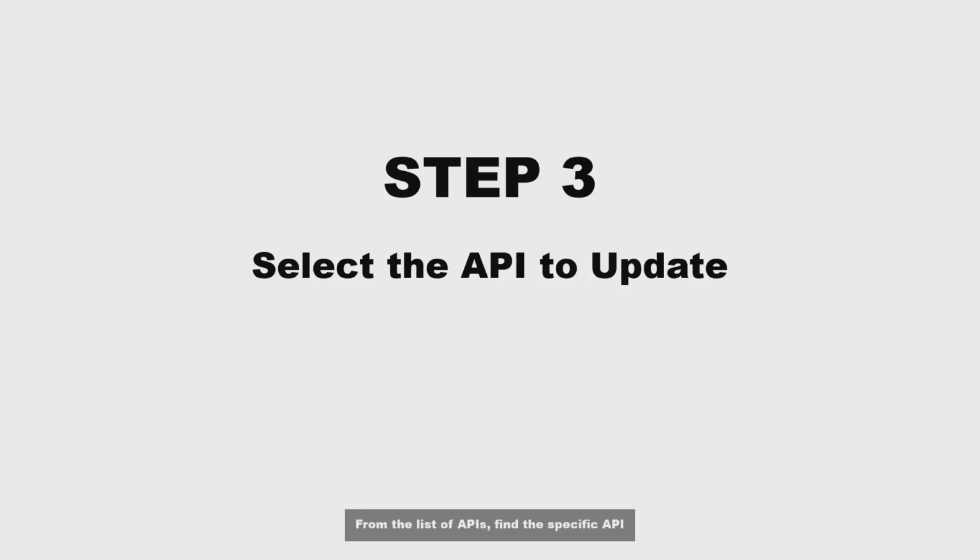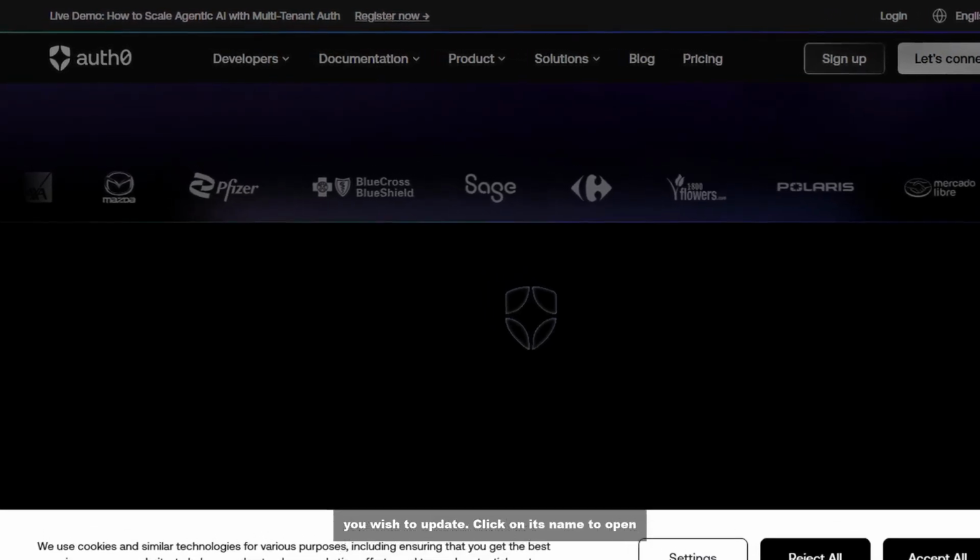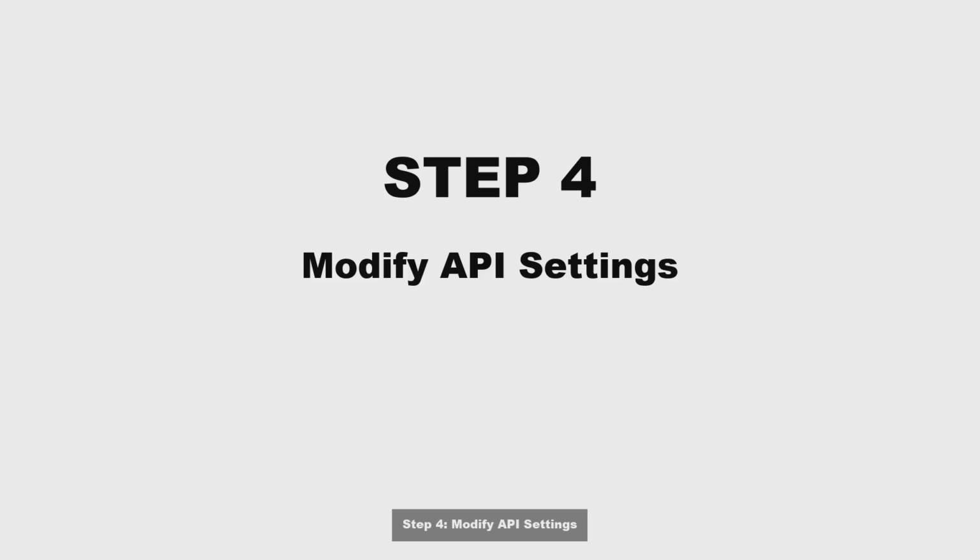Step 3. Select the API to update. From the list of APIs, find the specific API you wish to update. Click on its name to open the settings page for that API.